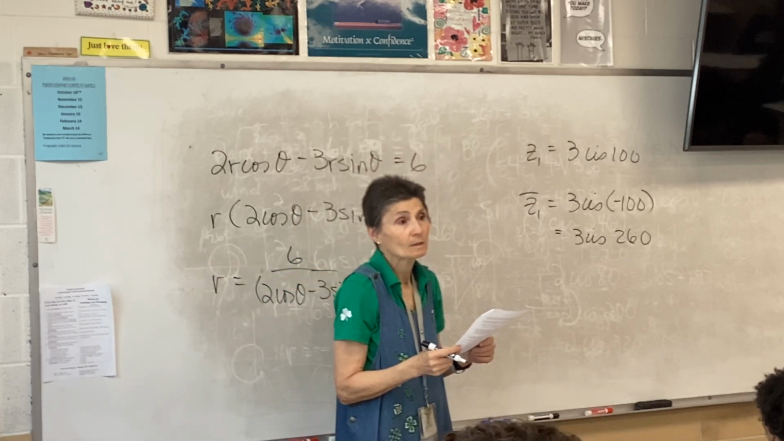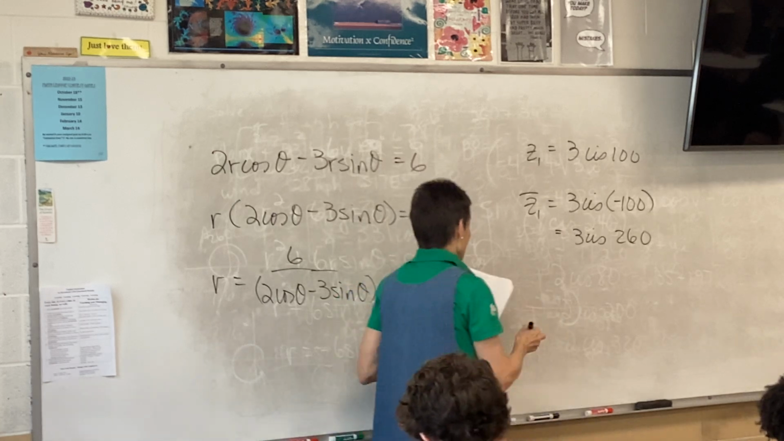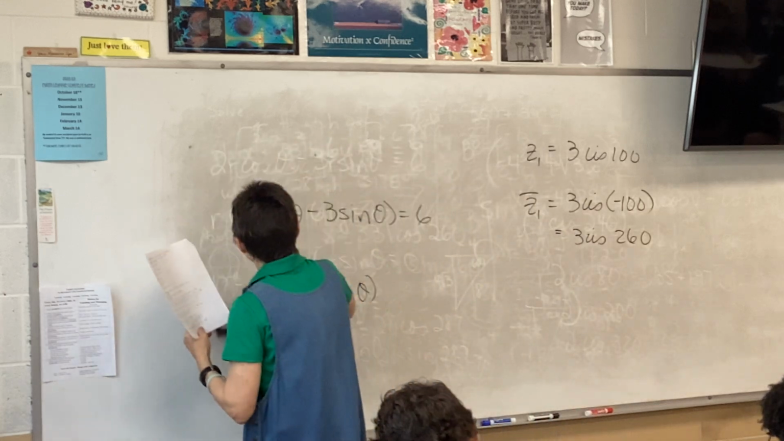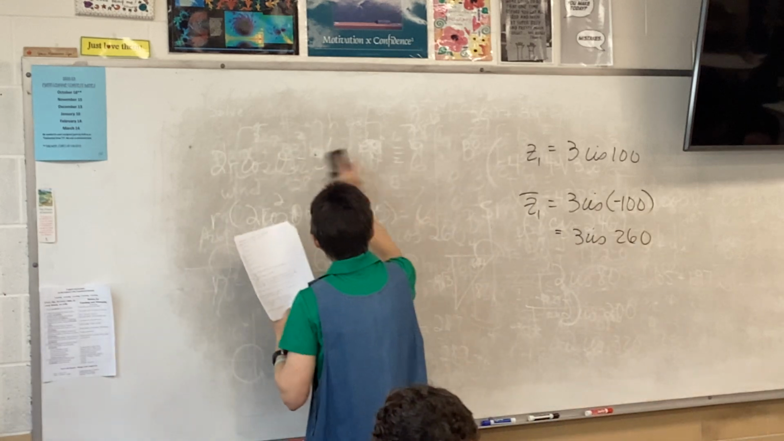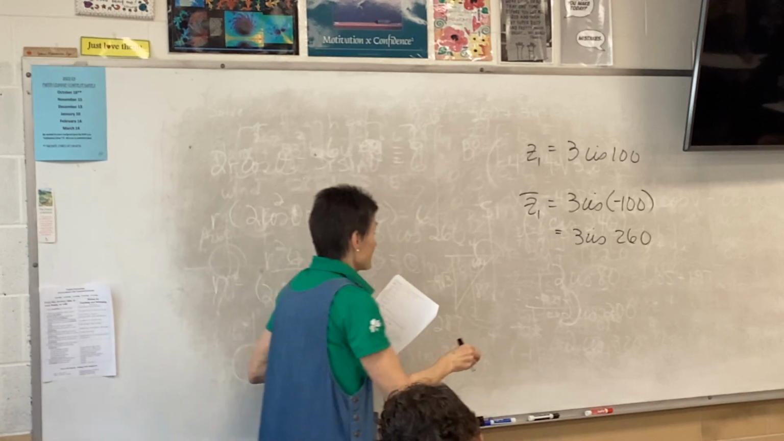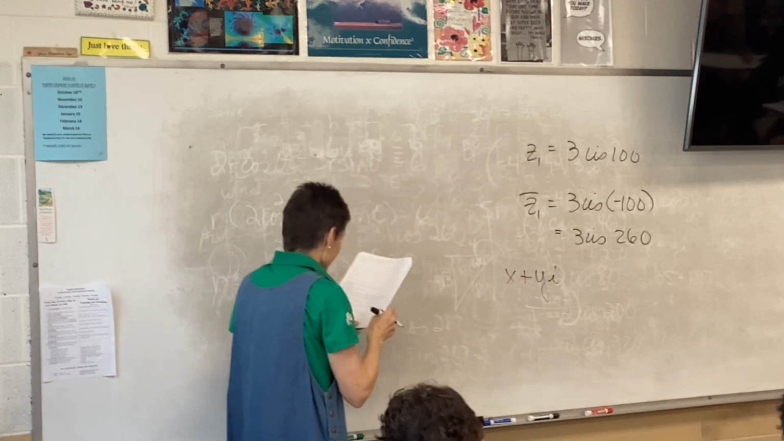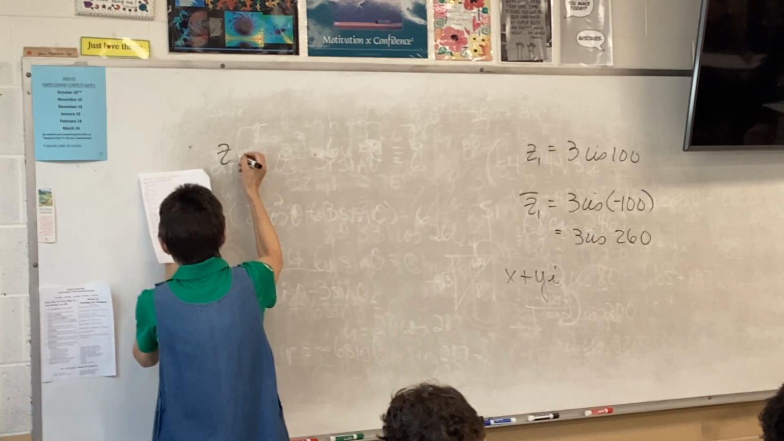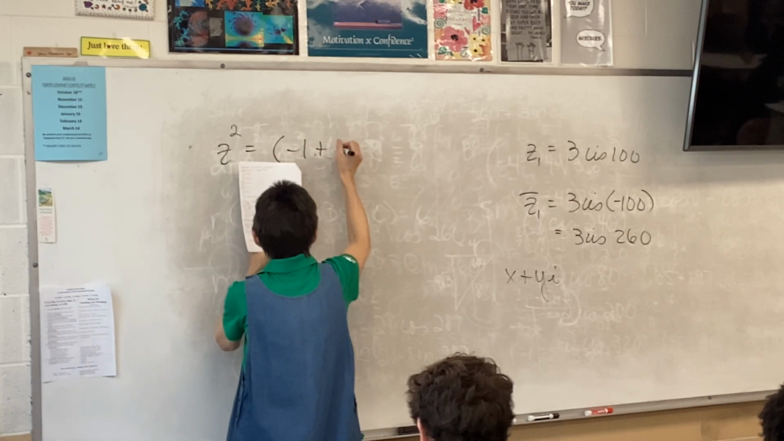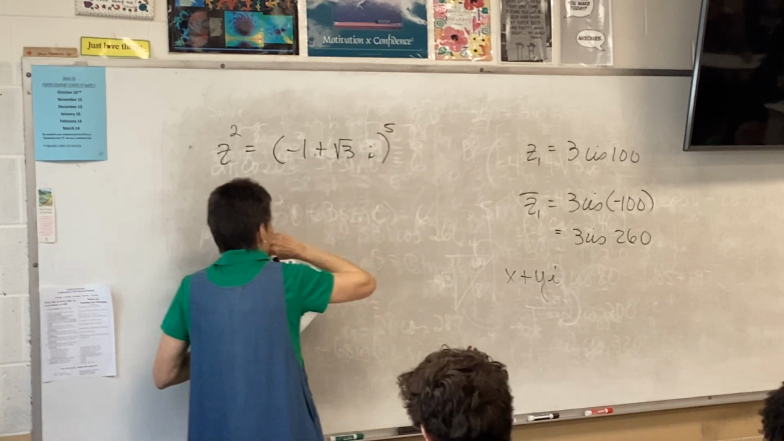Can you do 12? Which one? 12. Solve for z in complex form. So this is kind of like one we did a minute ago. Remember, complex form means x plus yi. So that's what my final answer is going to look like. And I know that z squared is negative 1 plus root 3i to the 5th.